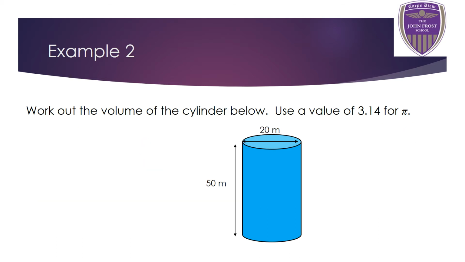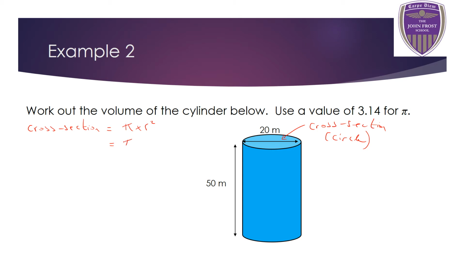All right, example 2 then. Again, pause it, write it down, come back when you're ready. So again, I've got to find the volume. So again, here's the cross section. Again, it is a circle. So the cross section is pi times radius squared.